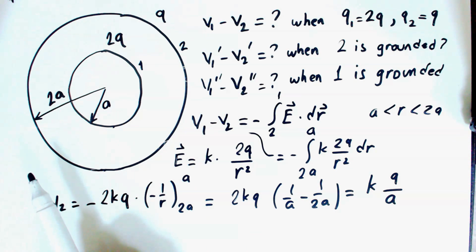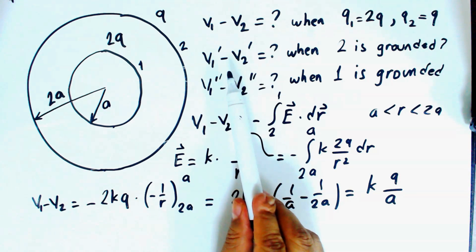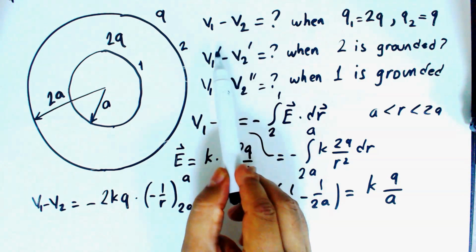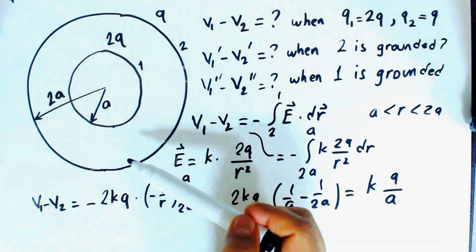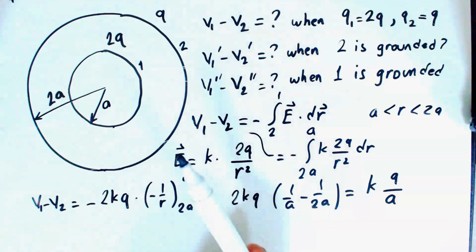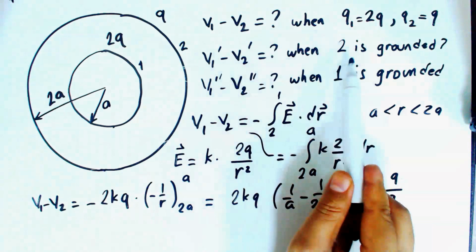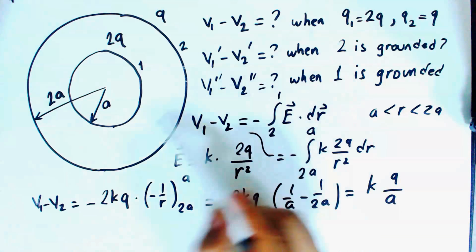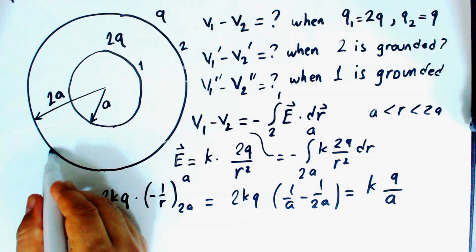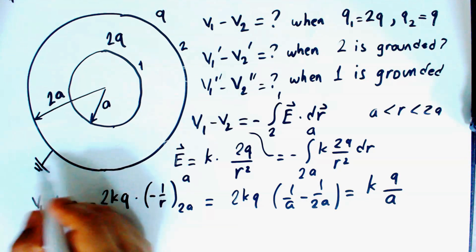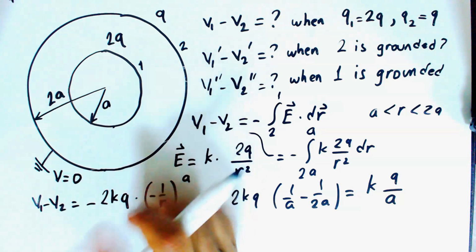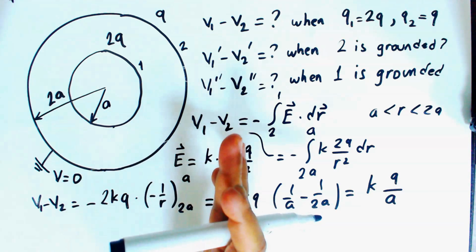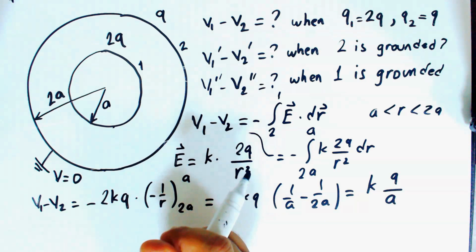Alright, so the second part of our question. Again, we will calculate the same potential difference. This time I do not denote the potential difference with primes because the conditions of the second case are different compared to the first case. In the second case, we will now ground the second shell, the outer shell. That means we will keep the second shell at zero potential. Grounding means, whenever any conductor is grounded, that this conductor is at zero potential.